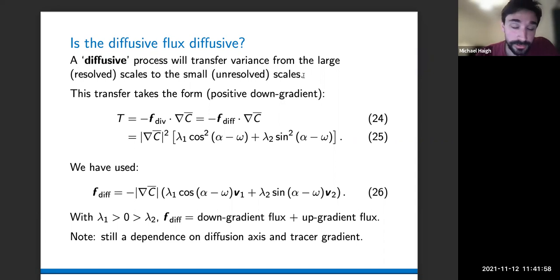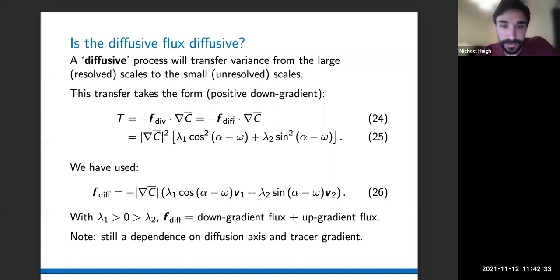So to check whether or not our diffusive flux is actually diffusive, we can look at this variance transfer. We can compute it by simply taking the dot product of the eddy tracer flux with the large scale tracer gradient. There's a minus sign in front of it, so that positive values of this correspond to down gradient transfer, diffusive transfer. This is the same as just taking the dot product with the diffusive flux in place of the full eddy flux. This is essentially the definition of a diffusive flux.